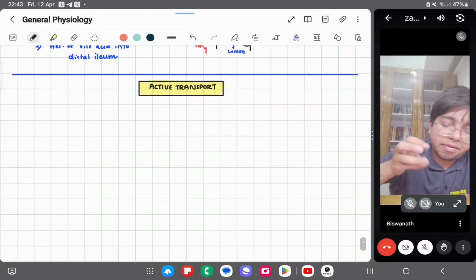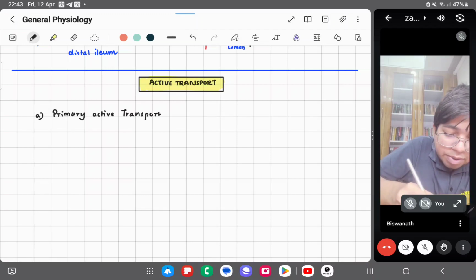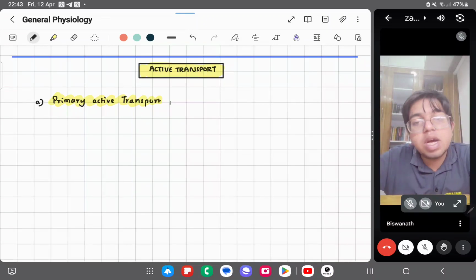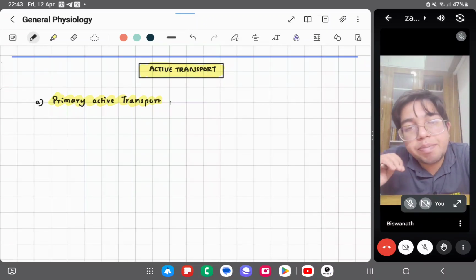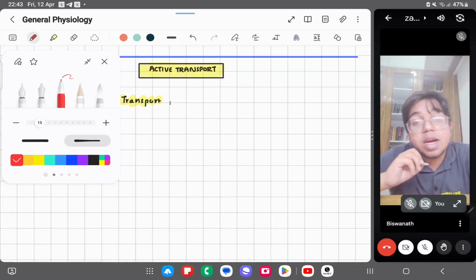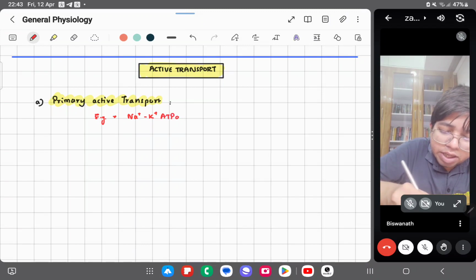So let's first come to primary active transport. What are the examples of primary active transport? There are at least four examples. One is the most important example, of course, you might have guessed. Examples are the sodium potassium ATPase pump.